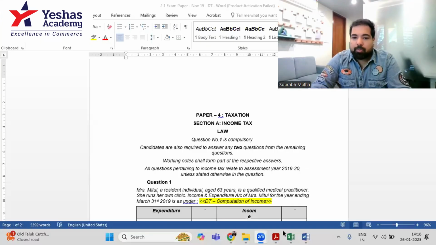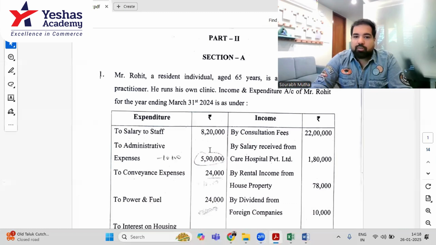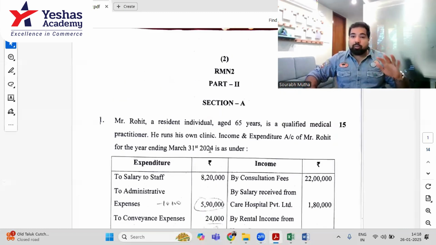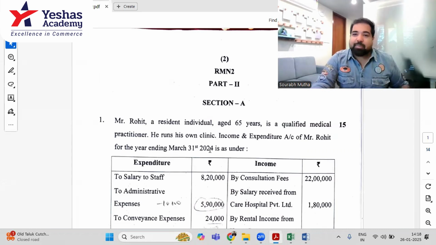This is the paper. I'm talking about the descriptive paper. Here we go. This is the first question, compulsory for 15 marks. I'm going to read this question for you and just show you how they copied the same question from another year of ICAI paper as well.